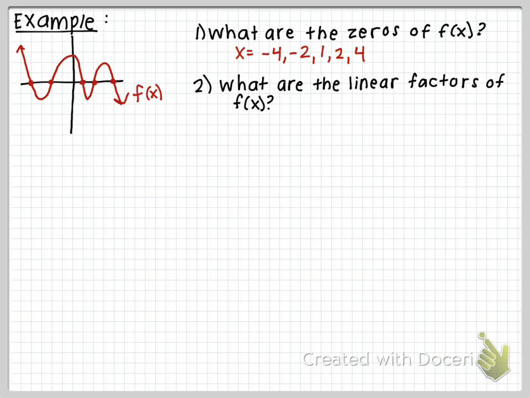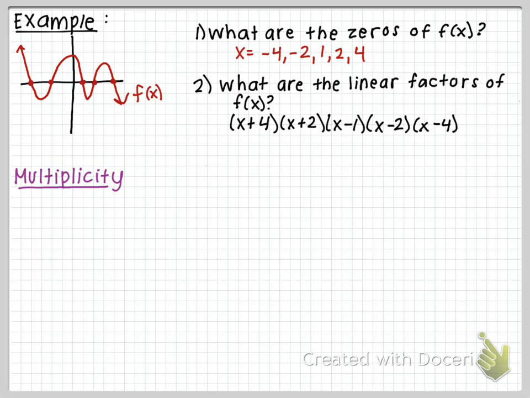What are the linear factors? Well, I take my x-intercepts, and I write them as x minus b, and then I do the opposite. So instead of x minus 4, it's x plus 4 for the first linear factor. Then x plus 2, x minus 1, x minus 2, and x minus 4.